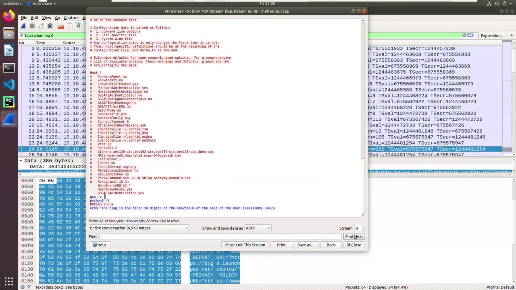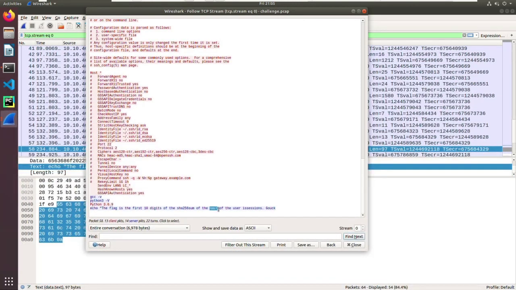Not sure why. And then you get to the bottom here, and it says, the flag is the first 10 digits of the SHA-256 sum of the salt of the user ISSessions. Okay? So that's what I meant when I said this one's really, really obvious. But like we said before, where would we find a list of users? Shadow. Yeah, exactly. Or passwd and then shadow as well.